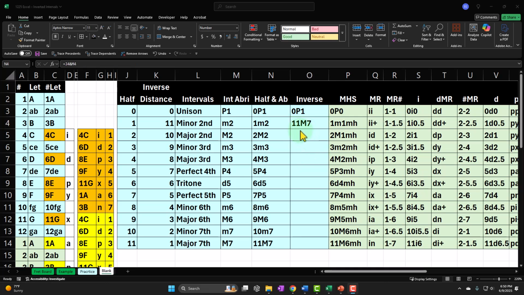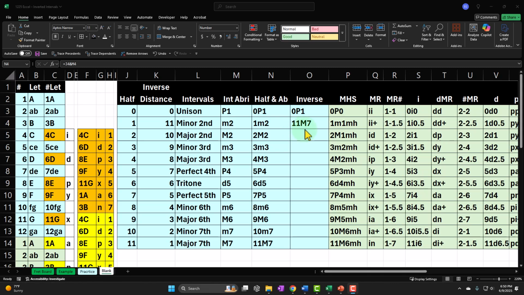Note here that the 11 makes sense, but then you just kind of have to know that it's a major 7. In other words, the 11 makes sense because if you take 1 step clockwise and there's 7 steps, that would mean that you would have to take 11 steps, 12 minus 1, to go counterclockwise to get to the same point. But then you just have to know that the 11 note away has an interval name of a major 7.